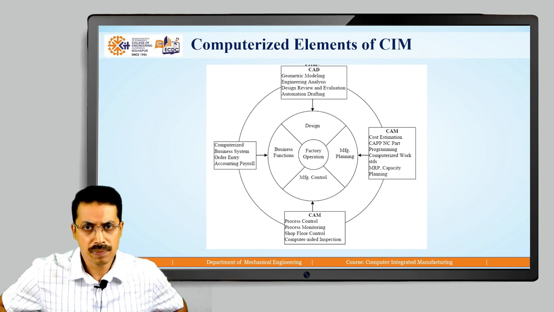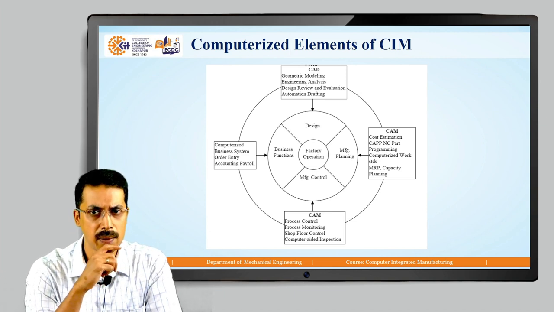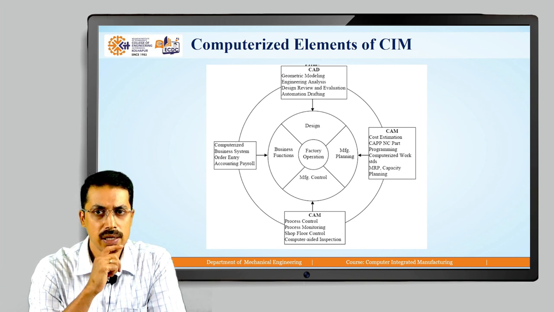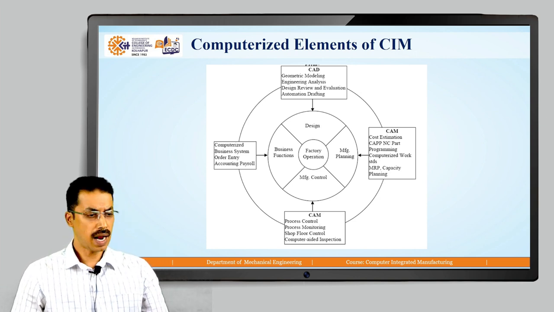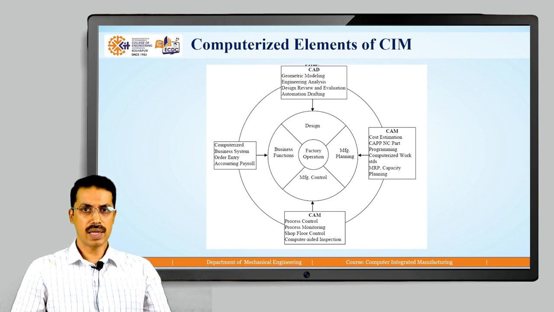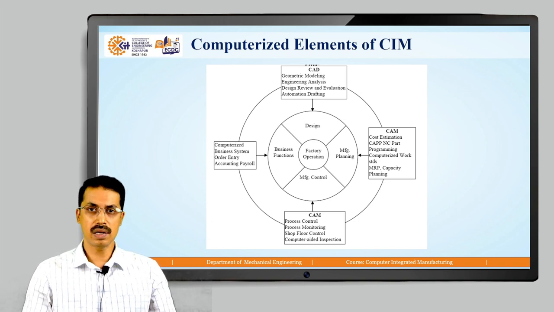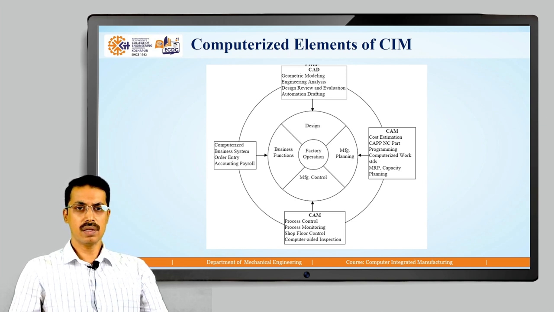The first factory operation is the design, then manufacturing planning and manufacturing control. In the design domain, we can take the help of any CAD software, for example, geometric modeling software, engineering analysis software, for example, ANSYS. Then we can take the help of the computer for design review and evaluation and automated drafting. So in this area, we can take the help of the computer in design activity.